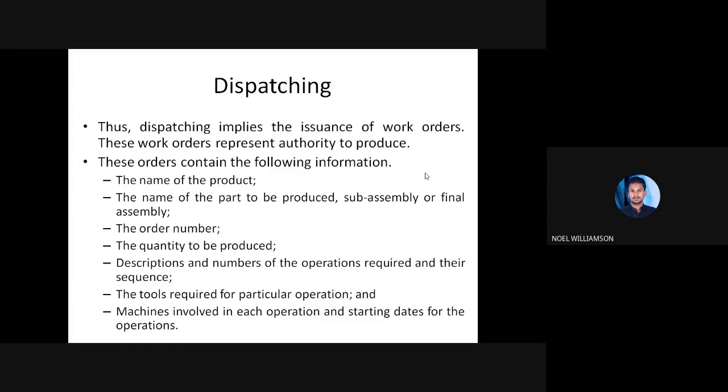So these are all based on the previous planning, data collection, etc. So the description of the operation, then the number of operations, then the sequence in which it is to be done, everything is to be given. Then next one, tools required for a particular operation. For each operation, which tool is to be used, that is to be specified. And finally, machines involved in each operation and starting dates for the operation. So finally, which machines are to be used and what is the starting time for the particular machines.